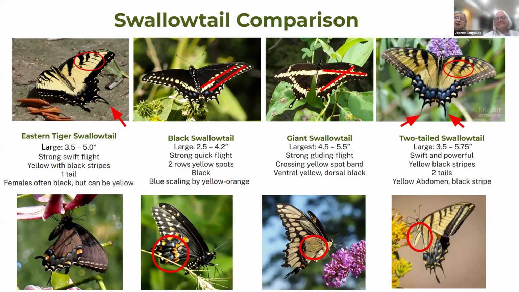Ventral side is yellow with black marks, but they're unmistakable with that cross. The giant swallowtail of these ones is the least common. Black swallowtail and tiger swallowtail are pretty common. The giant one, we see them every year, but maybe only 4 in a year. If even that.